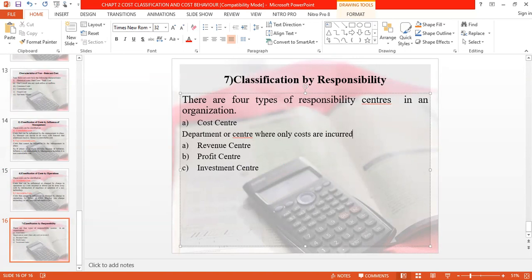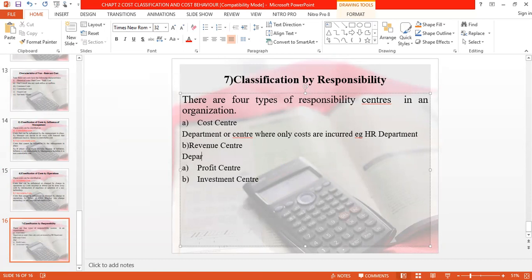This is a department or center where you only spend, only costs are incurred. E.g., HR department. HR department is a department where you only spend. There is no money that is coming into that department. So you only spend. That will be called a cost center. A cost center is headed by a cost center manager.